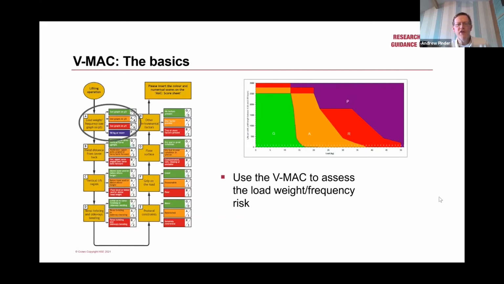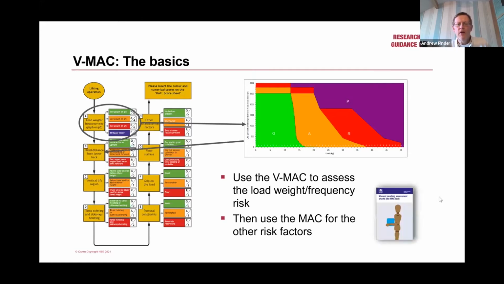So you start off with the first factor in the Mac flowchart. You think, no, this is variable. I'm going off to the VMAC. Once you've got your output from the VMAC, you can then go back to the main Mac flowchart and assess the other risk factors. So all the VMAC does is replace the first factor in the Mac for load and frequency for the situations when things are variable.